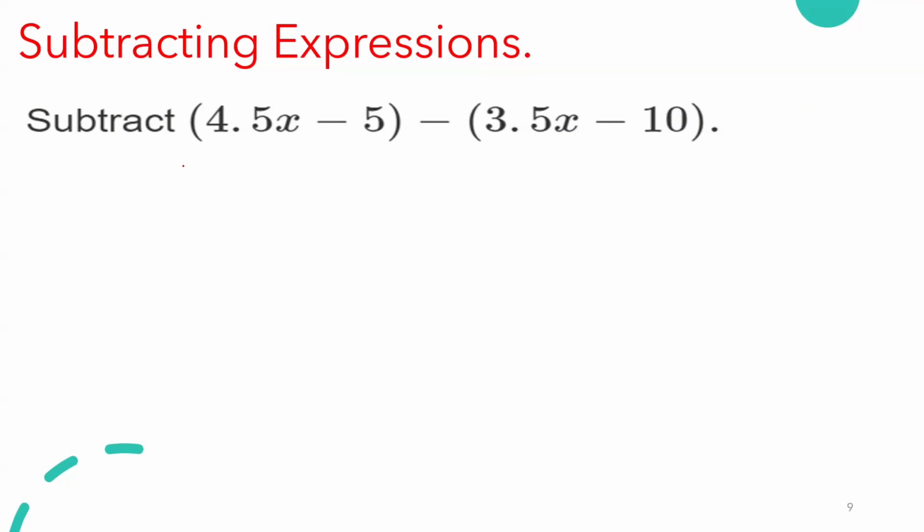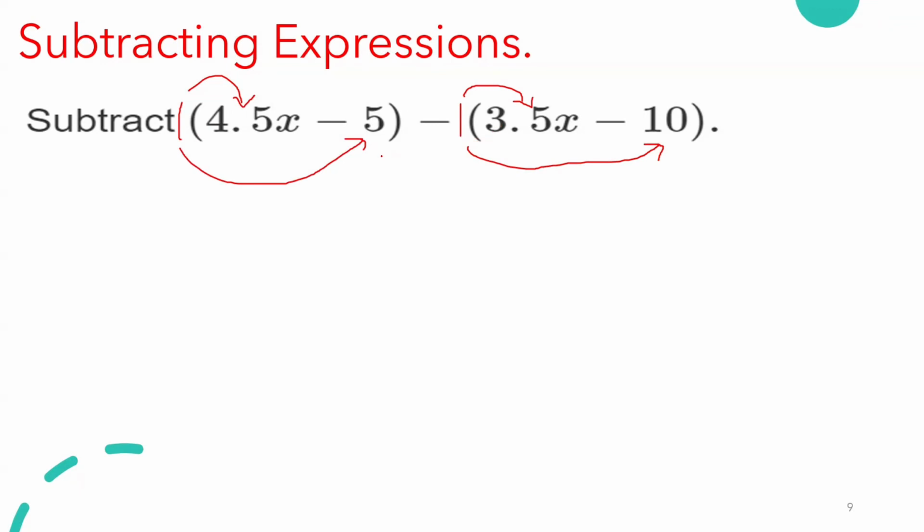As we said in our previous video about adding expressions, once you have parentheses involved, try to get rid of the parentheses first. If there's no number in front of the parentheses, there is always an invisible 1. So all you need to do is write a 1 in front so you can distribute that 1 to the terms inside the parentheses. So it's going to be 1 times 4.5x and 1 times minus 5. Same over here, negative 1 times the 3.5x and negative 1 times minus 10.